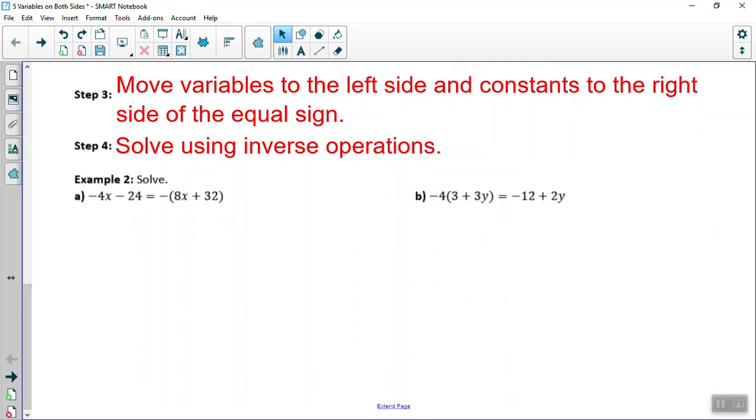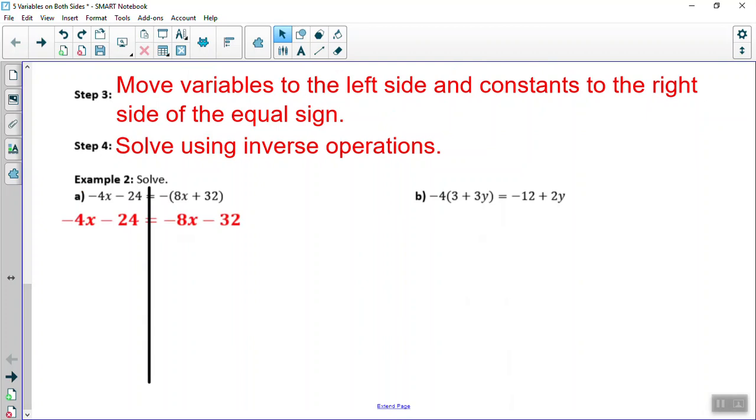Alright, so here we go. Let's take a look at this problem. So I've got this negative sitting here. So remember, we have that invisible 1. So I'm really distributing a negative 1. So negative 1 times 8x, and then negative 1 times 32 is going to give me negative 8x minus 32. I'm going to notice over on this side I didn't have any parentheses to distribute. So this was the only side that I've worked on so far.